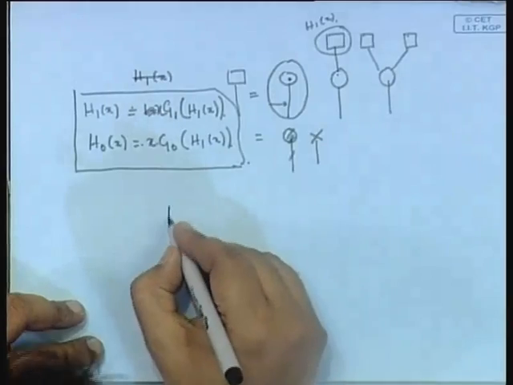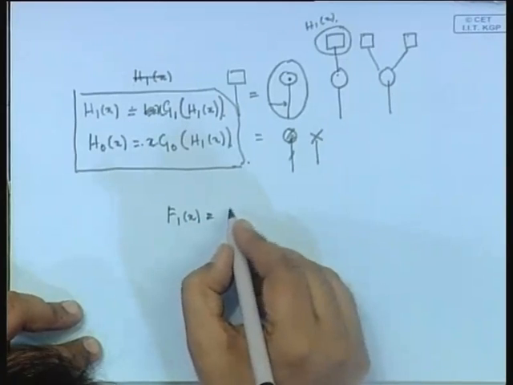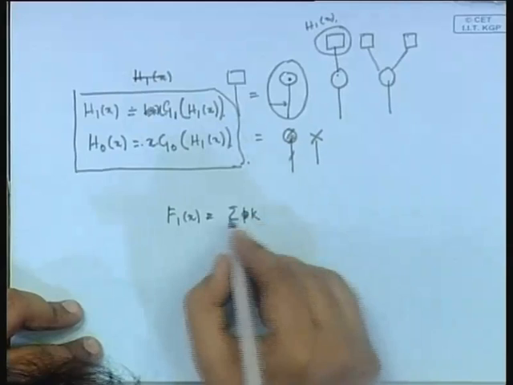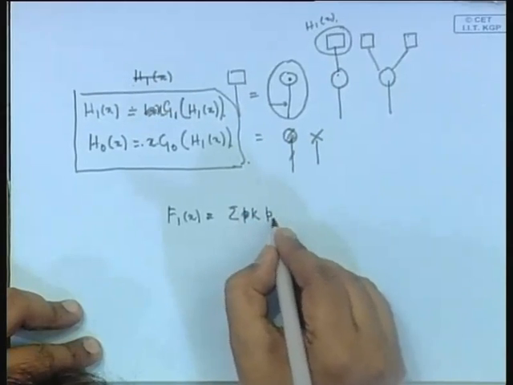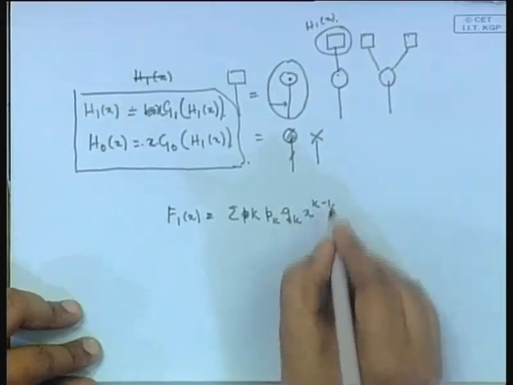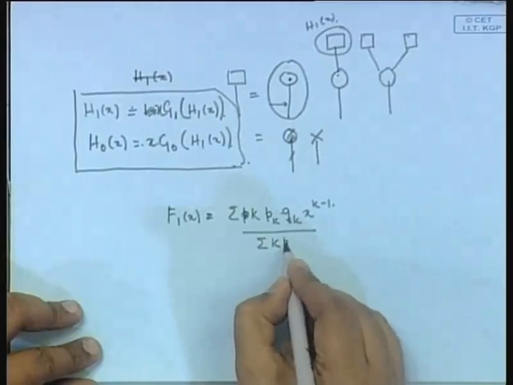Okay. Let us write f1x. I think Moinak was bringing in a very good point. Okay. So, k, what was f1x? It is the summation of k pk qk x to the power k minus 1. Is it like that? By the summation of k pk.